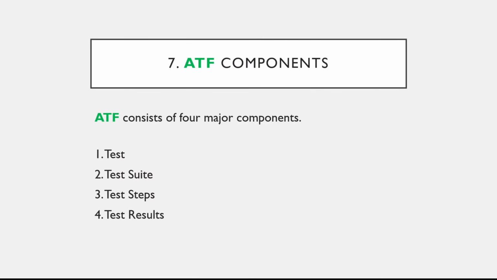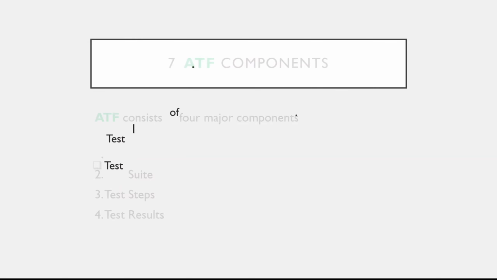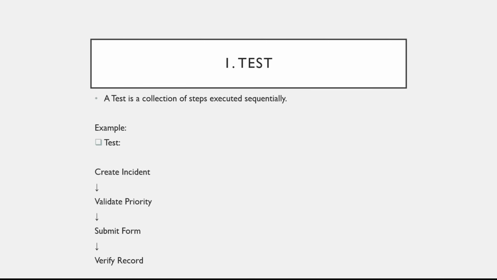What are the ATF components? ATF consists of four major components: test, test suite, test steps, and test results. Let's see what a test is. A test is a collection of steps executed sequentially. For example, in the incident properties, we have create incident, validate the priority column, submit the form, and verify the record. These are the steps that we want to execute sequentially.